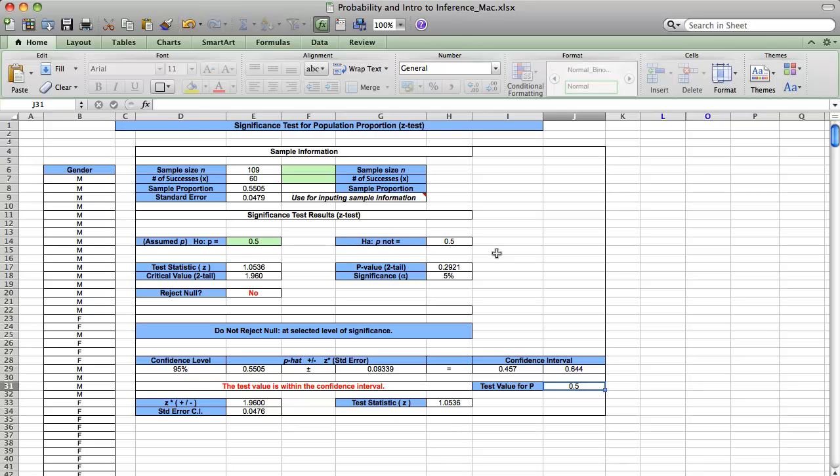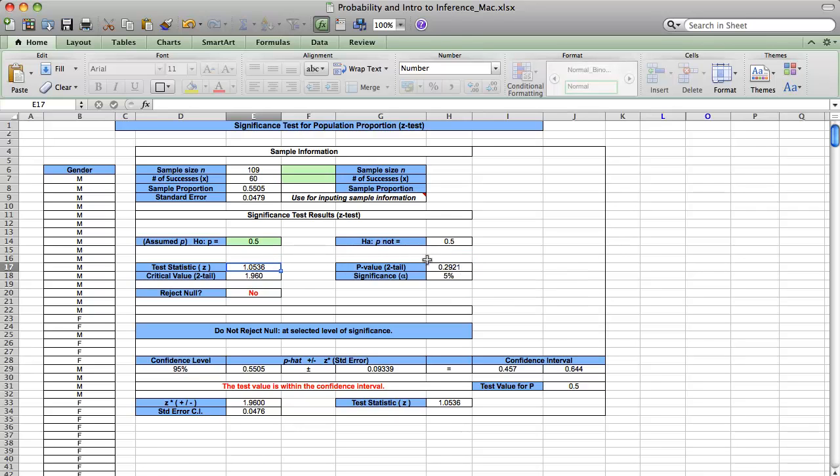So quite clearly, the results of our test would be do not reject the null hypothesis. We could base our decision on either the test statistic. The test statistic is not more extreme than 1.96, either positive or negative. It has to be at least 1.96 in order to reject the null at the 5% level of significance.